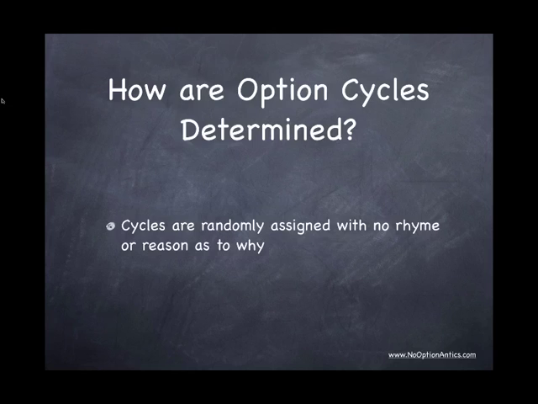Now, the question comes to, well, how do I know which stocks have which option cycles? As far as how they're given their option cycles, they are randomly assigned. The only way to really know what options are available is to look at the option chain. And it's not that we can do anything about it, it's just that this is the reason why certain months are listed and certain months are not listed.